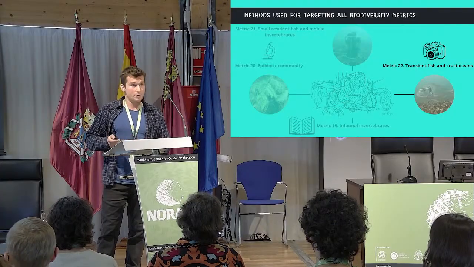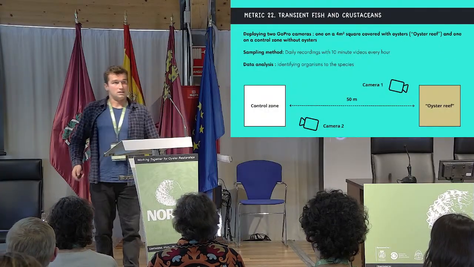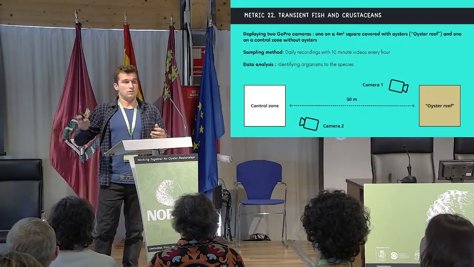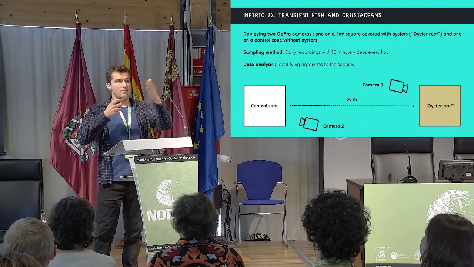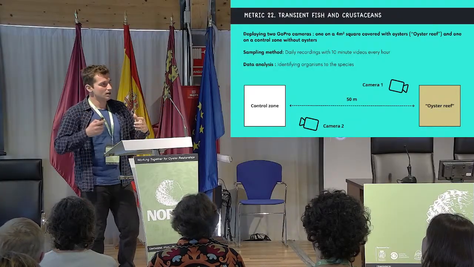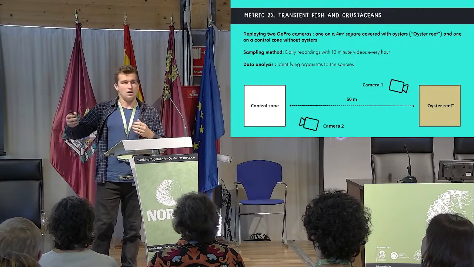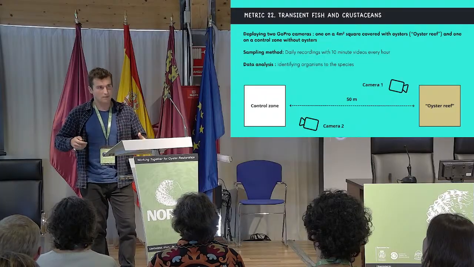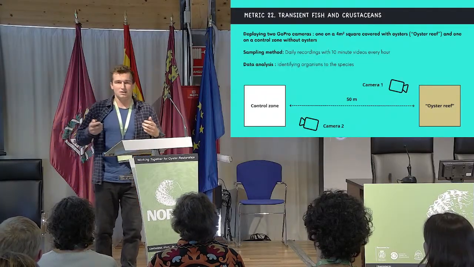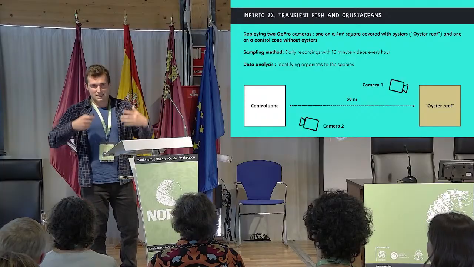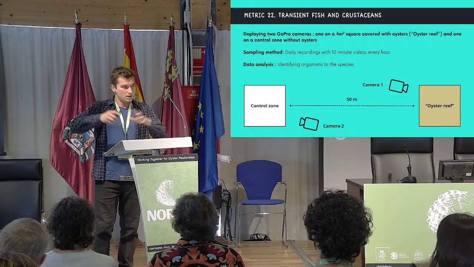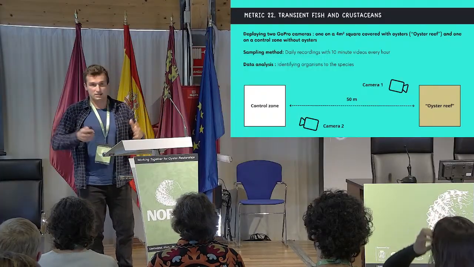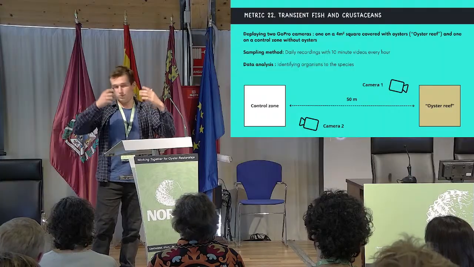And then the third metric, metric 22, transient fish and crustaceans. So here it's a whole other story. It's video sampling. For that we had 2 GoPros, one for the oyster reef and one for the control zone. And here you can see our oyster reef is basically a square. What we did is we picked oyster aggregates from the seabed and just put them in a 4 square meter square in order to create an artificial oyster reef and to exaggerate the effect of the reef compared to an area where oysters are just spread, 1 there, 5 there.